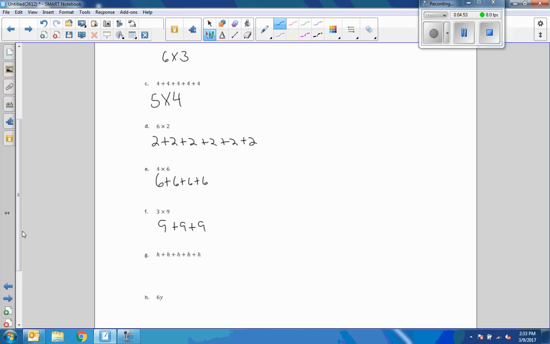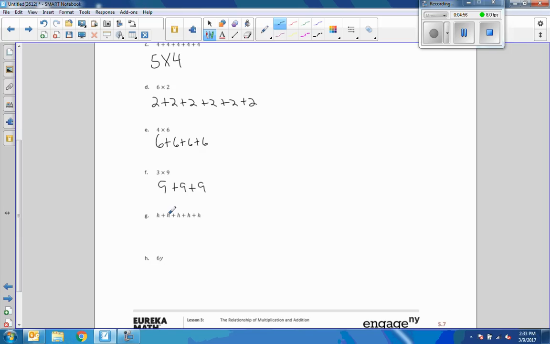And G, now we've switched over to variables. There's 1, 2, 3, 4, 5 h's. So it's just simply going to be 5 times h. And you can put a dot there, but with variables, there's nothing needed. You don't even need the dot. A 5h means 5 times h.